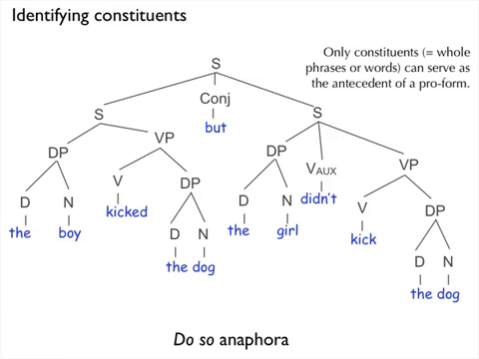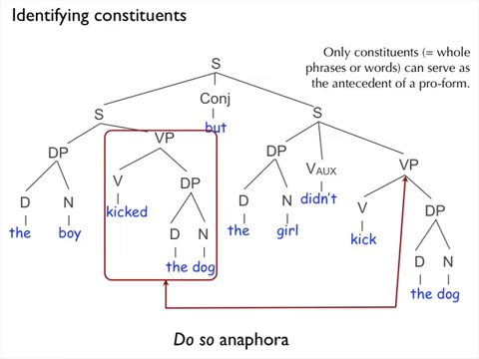We also have another version of this, which is do so anaphora. And do so, basically the deal here is that the combination of do and so, whatever that thing is, maybe it's a compound, I don't know, it has the property of only being able to go in places where you have VPs. So the boy kicked the dog, but the girl didn't.